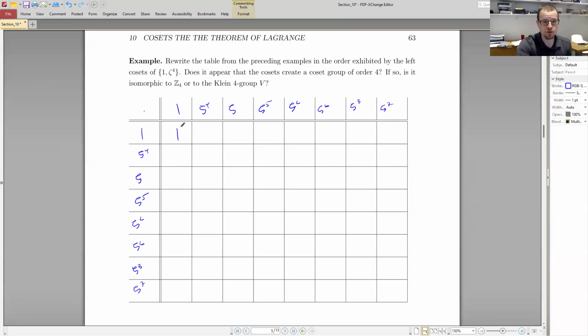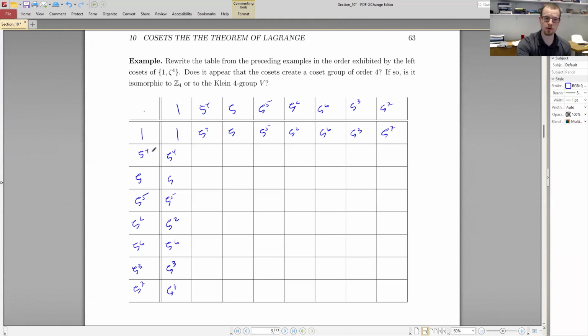So 1 times 1, of course, is 1. 1 times zeta to the 4th is zeta to the 4th. 1 times zeta is zeta. 1 times zeta to the 5th is zeta to the 5th, and so on. So zeta squared, zeta to the 6th, zeta cubed, zeta to the 7th. Same thing along this column, zeta to the 4th times 1 just gives us back zeta to the 4th, zeta, zeta to the 5th, zeta squared, zeta to the 6th, zeta cubed, and zeta to the 7th.